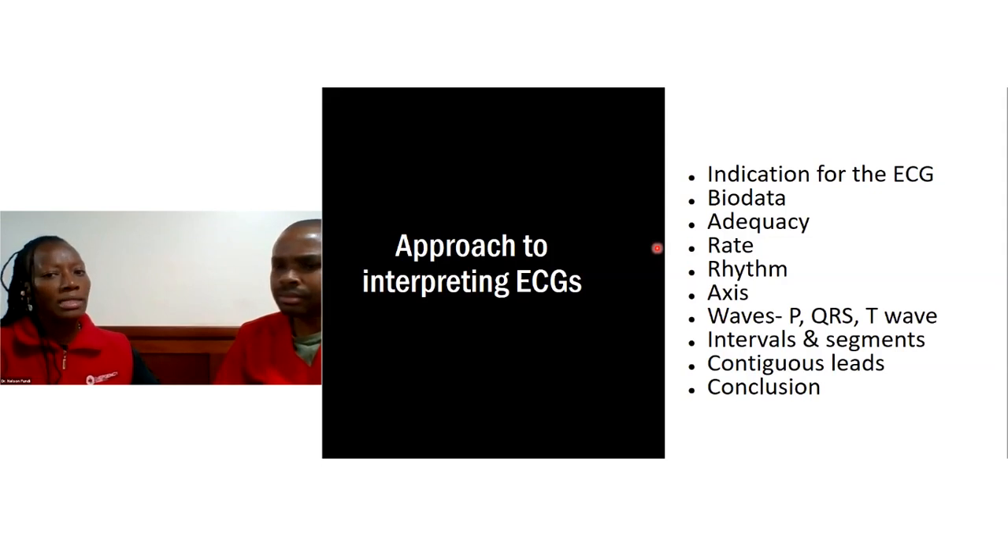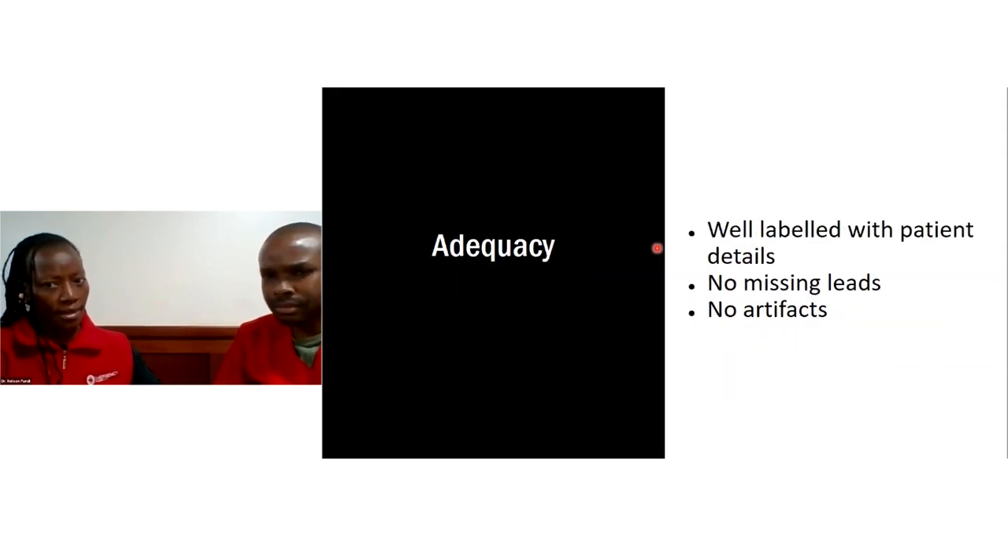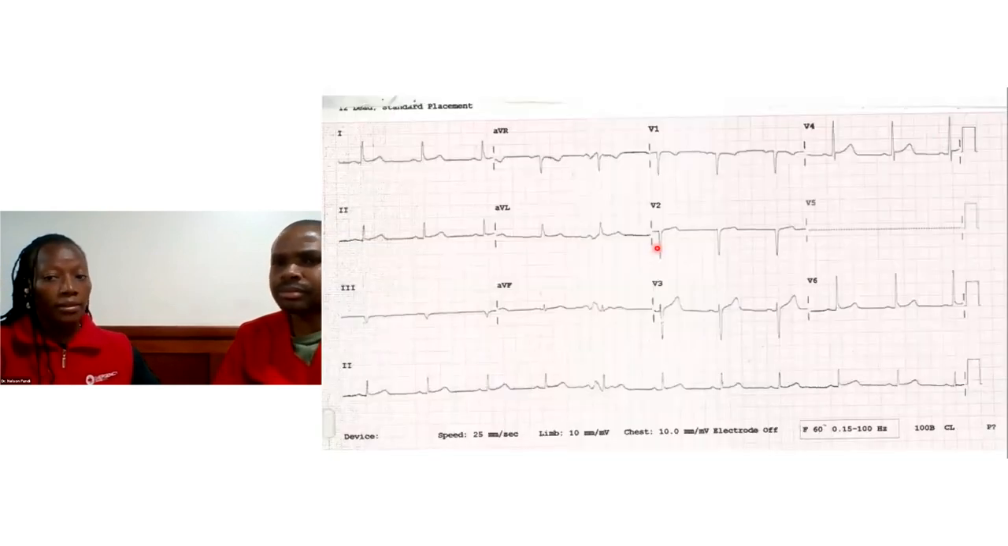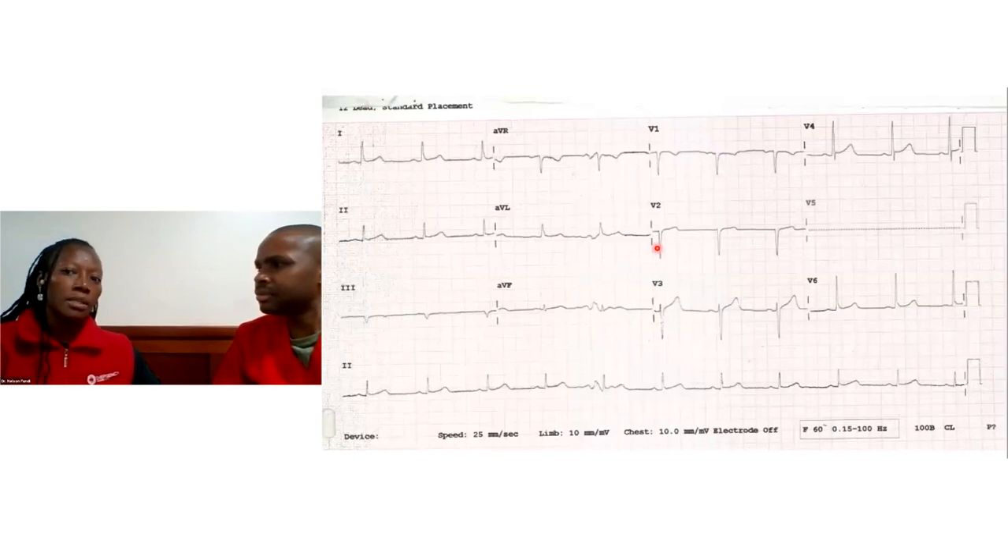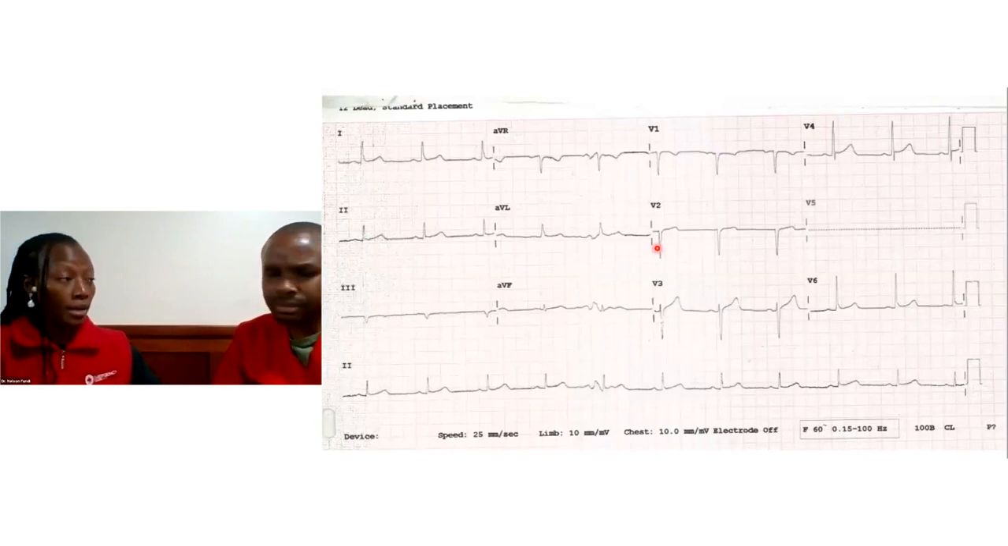Then we want to know, is this ECG adequate? So what about adequacy? Is it well labeled with the patient's details that we have talked about? And then it should be complete, meaning there are no missing leads. Like, for example, when you look at this one, you appreciate a missing lead 5. So you'll not be able to comprehensively analyze the ECG and say this patient has this and not this. So it has to be adequate.